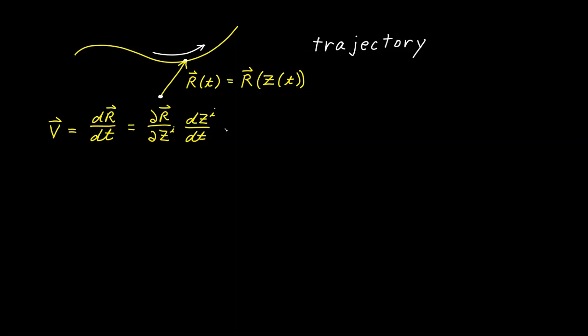Well, the partial of r with respect to zi is, of course, the definition for our covariant basis vector. So we can rewrite the expression this way. We'll switch the order of the terms, dzi/dt, and then the partial here is just our covariant basis vector, zi.